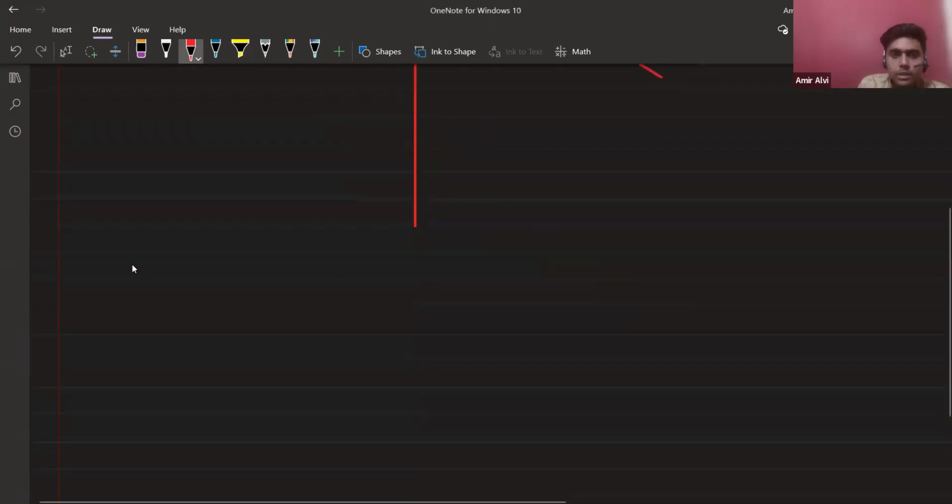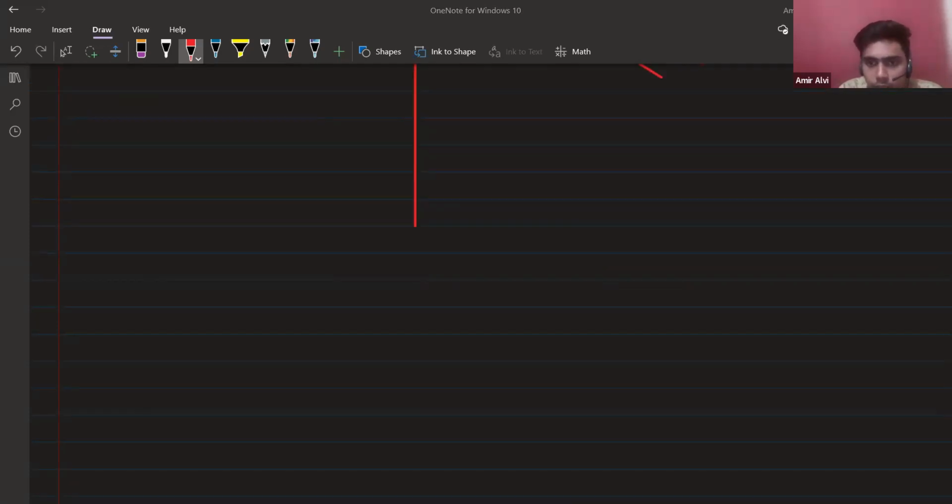Now, the first thing is how to plot a graph. Suppose I take one example from the NCERT book. Let me first explain the consistency of equations. Clear? Am I audible to all of you? Yes, sir. Okay.